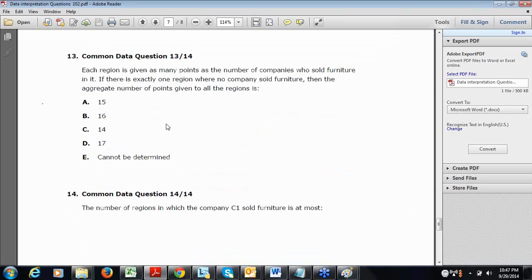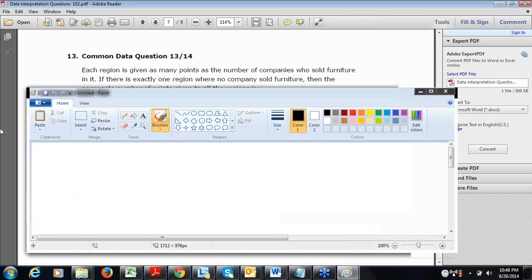Okay, moving on to question number 13. It says that each region is given as many points as the number of companies who sold furniture in it. There is exactly one region where no company sold furniture. Then the aggregate number of points given to all the regions is what? Let us put a table for this.